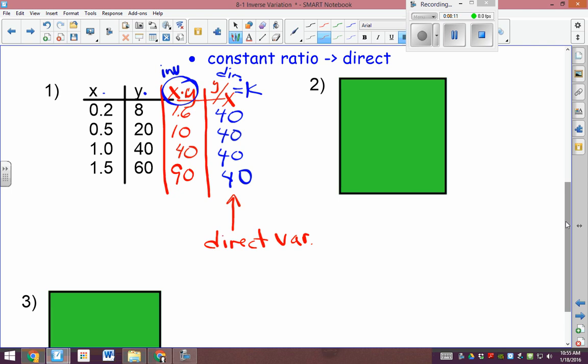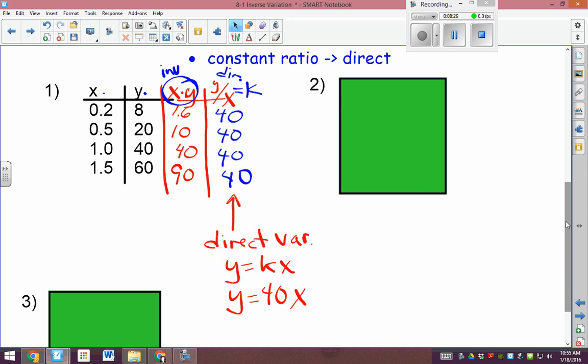In addition, we need to write the equation. So you have actually done all the work already. You found the k value. So what does direct variation look like again? y equals kx. So therefore, we are going to say y equals 40x. Okay, very good. Thank you. Let's do the next one.